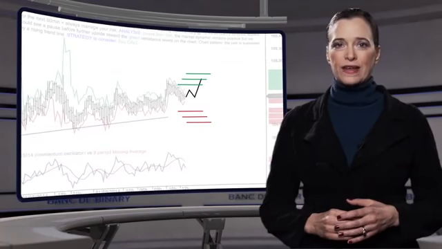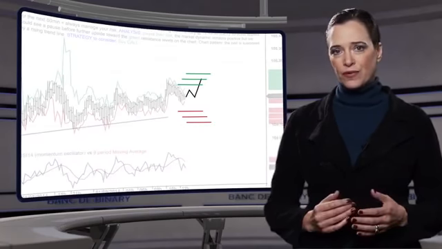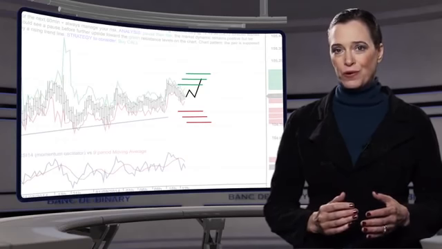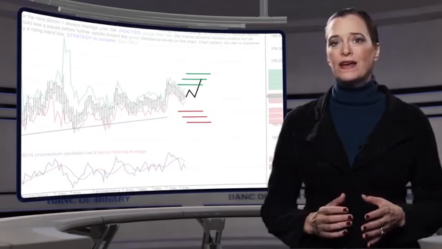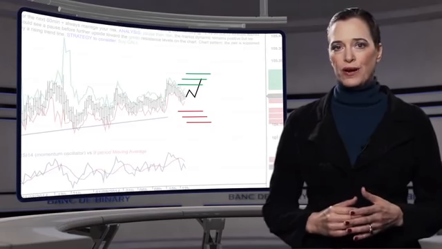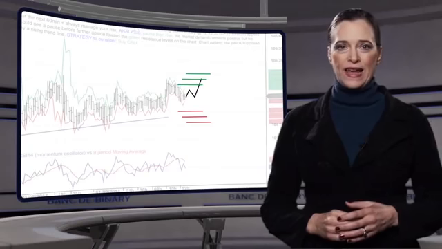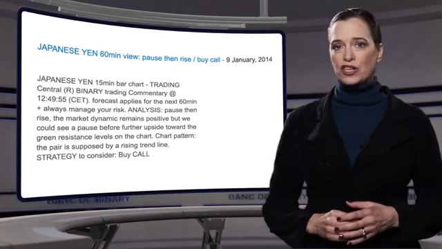Then we come to the most important line of all. Once Trading Central's analysts have looked at recent price, the underlying trend, support, resistance, Bollinger Bands, moving averages and RSI, they give their prediction for future price movement. Be sure to read the analyst's notes to the left of the chart for precise entry and expiry times.